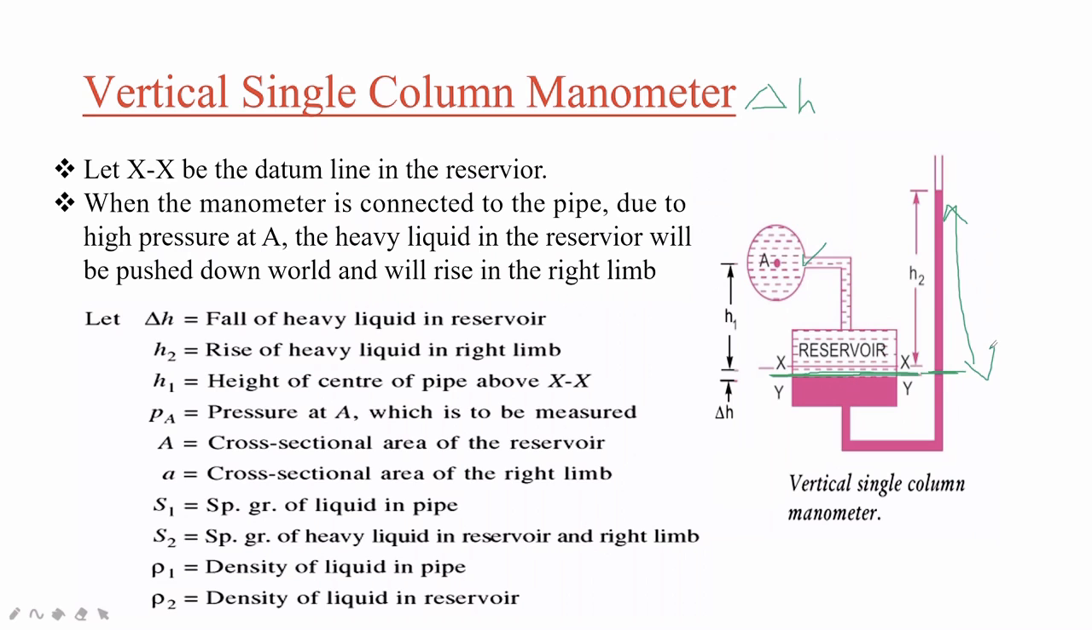Okay, in the right limb, what is that? The pressure there is nothing but rho 2 into G into H2, plus this Y, it will be delta H added. Okay, so one minute.